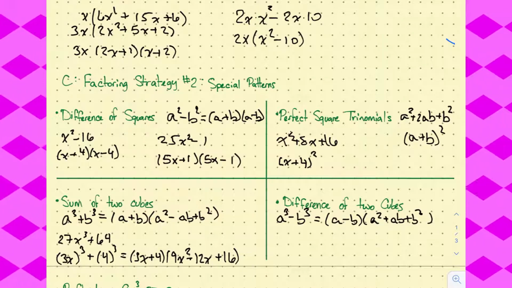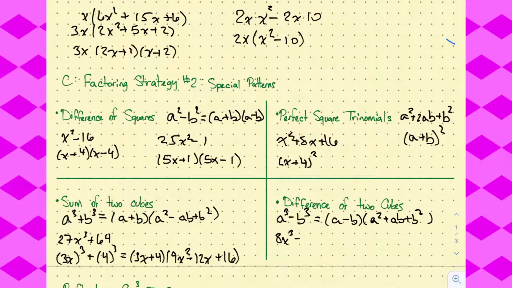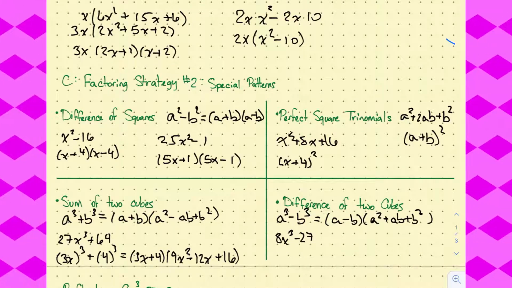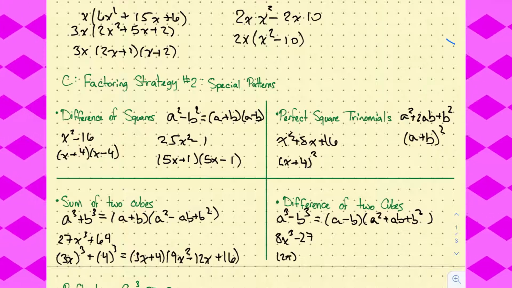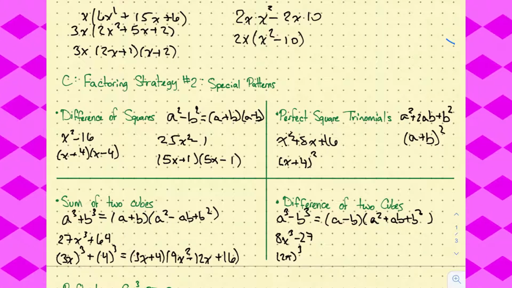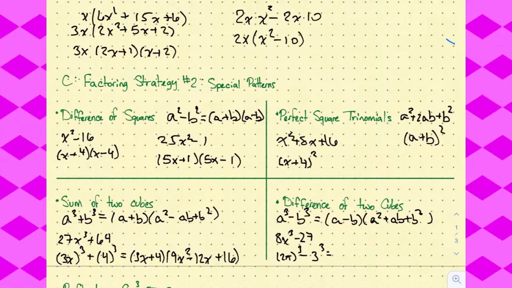So let's say, for example, we have 8x cubed minus 27. It's important to note that 8x cubed is a perfect cube. 8x cubed is really 2x to the third power. Similarly, 27 is 3 to the third power. So again, we have a difference of two cubes.